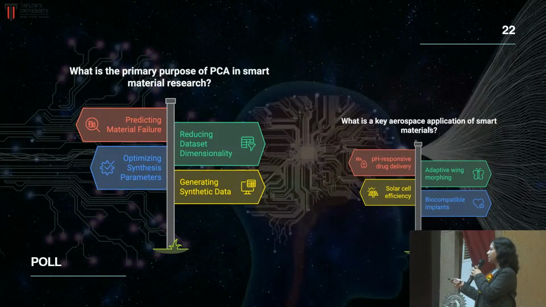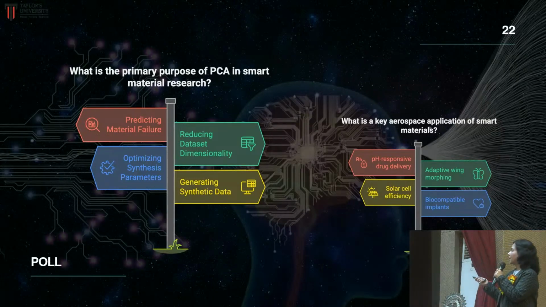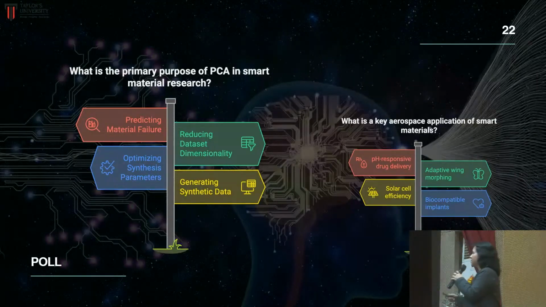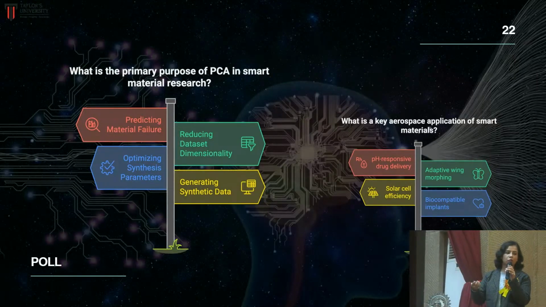Now, if we talk about what is the key aerospace application of smart materials: pH responsive drug delivery, solar cell efficiency, adaptive wing morphing, or biocompatible implants. What can it be? This is all about aerospace applications. Biocompatible implants. That is what we are trying to do.